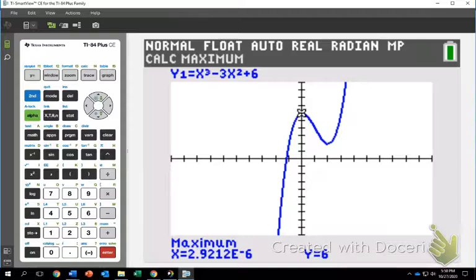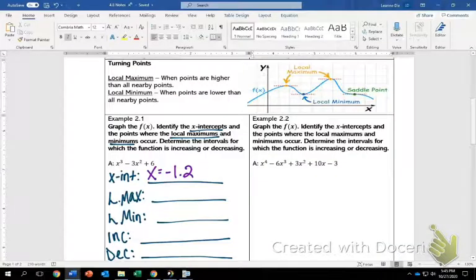2.9212E. Okay. E is another way to do our scientific notation. So notice down here, this is where it says E. This is scientific notation. So if I wanted to, I could write this out as 0.000000292. Yeah, I could do that, but that's a lot of work. And so for my class, anytime that you see E, go ahead and rewrite that as just being 0. And then at the very bottom, I see that my Y value is 6. So my maximum is at 0.6.